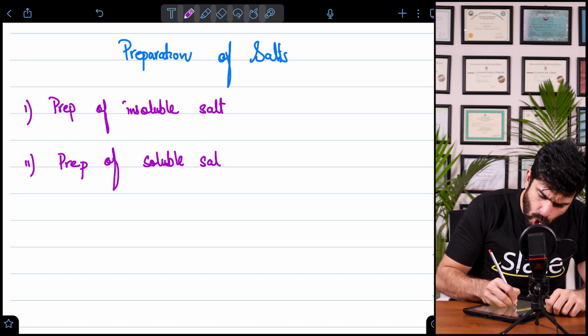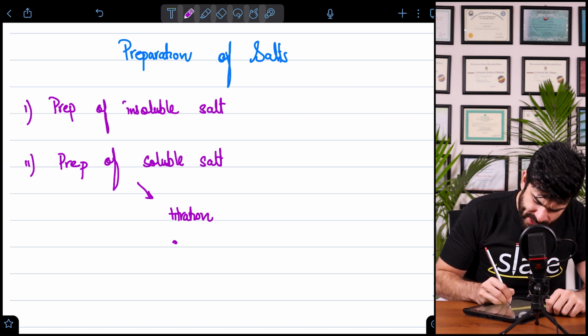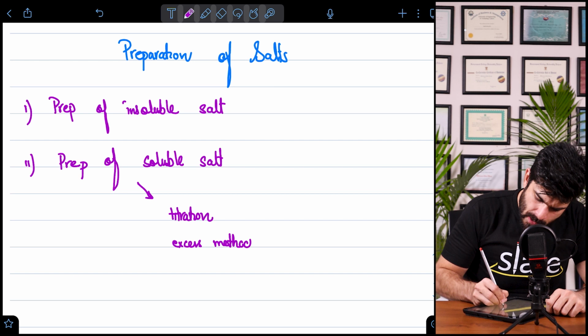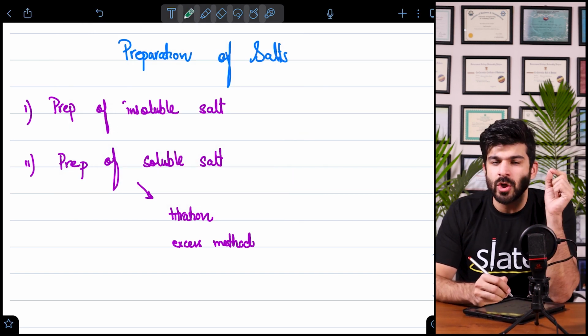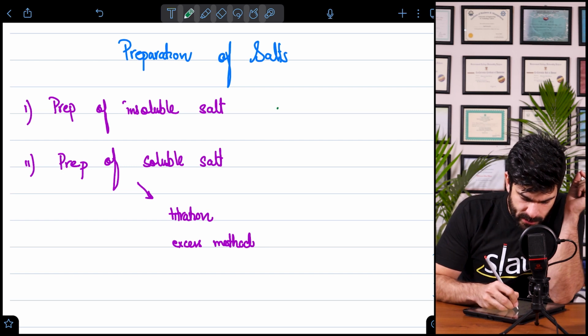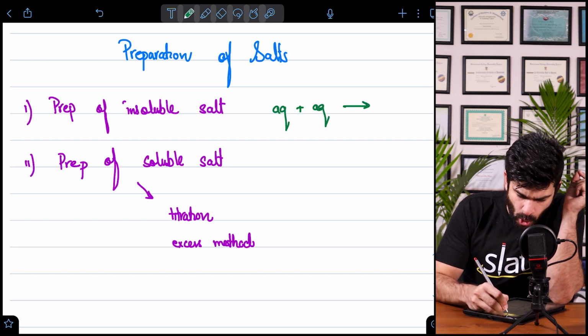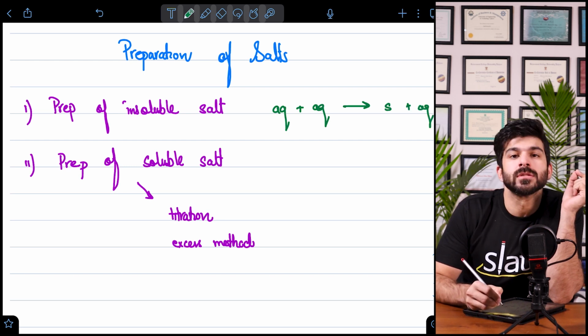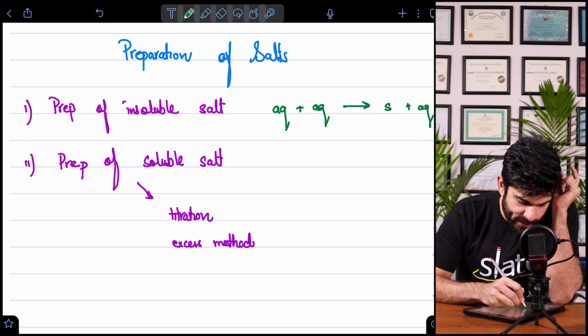But in the case of soluble salt, we have 2 methods. A, titration method, and B, excess method. So there is a general rule that you can remember. In the preparation of insoluble salt, both the reactants should be aqueous and the product is solid and aqueous. Both the reactants should be aqueous for this one.